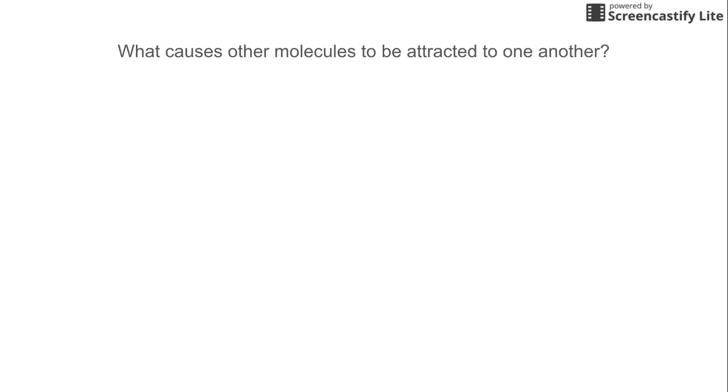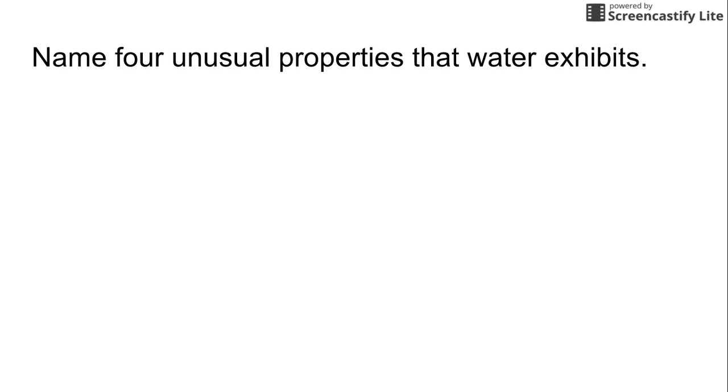What causes other molecules to be attracted to one another? It's their polarity. That ability of the molecules to have a positive and negative charge makes it polar, and that acts as a magnetism between the atoms and the molecules. It allows other molecules to stick to it. That's called polarity.